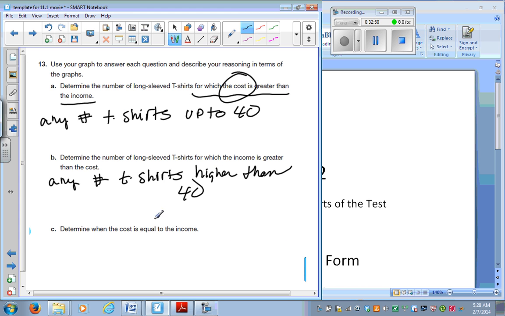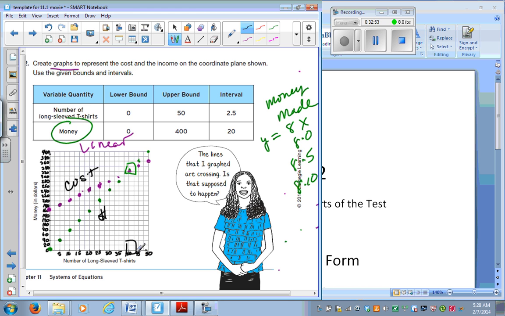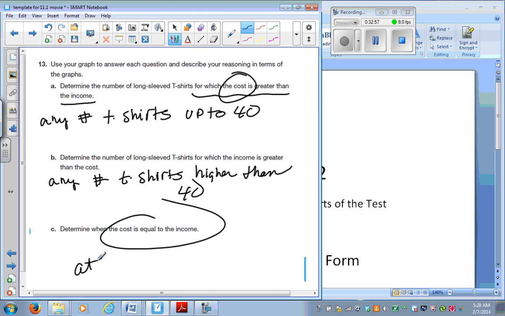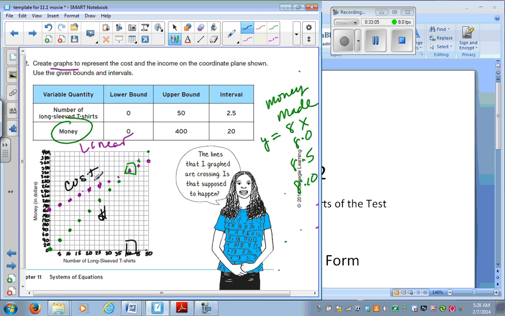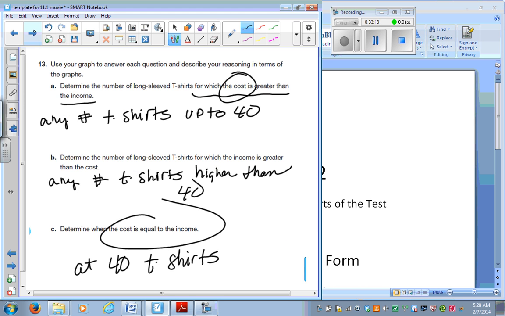Determine when the cost is equal to the income. So when are the two the same? Right there at 40 t-shirts. So again, if you sell 40 t-shirts, your cost and the amount of money that you make are the same. Until you sell 40, it's actually going to cost you more to make the t-shirts. But then after you've sold 40, you're going to make more money than the cost of the t-shirts.